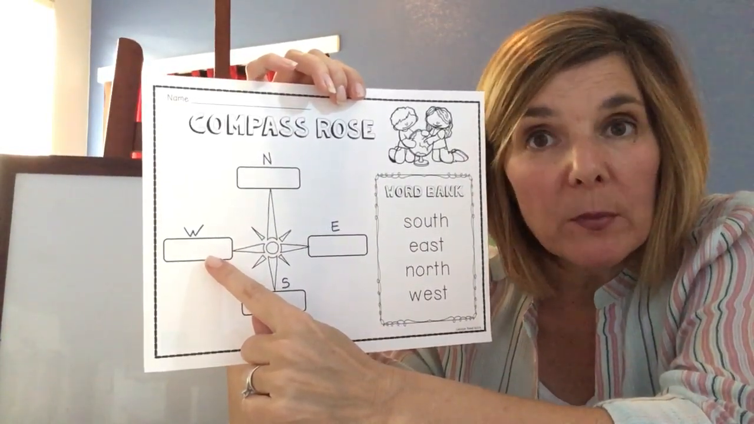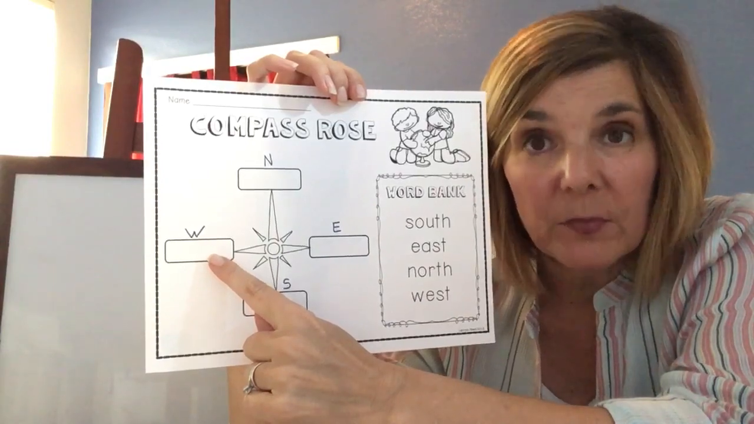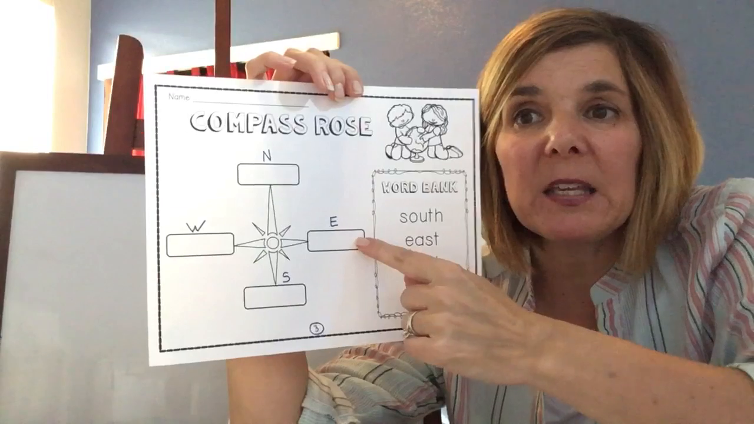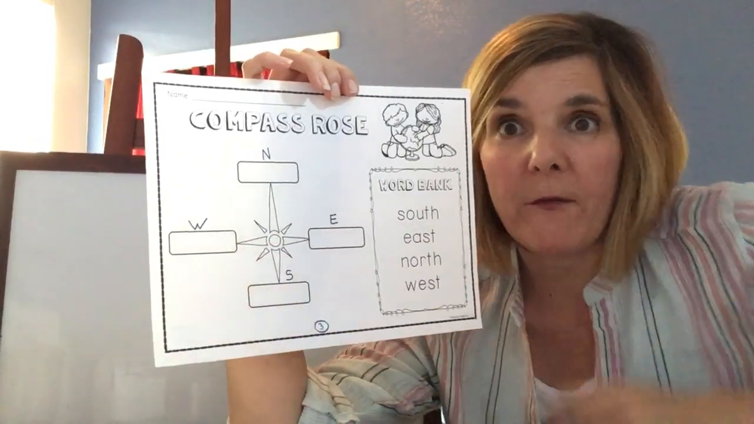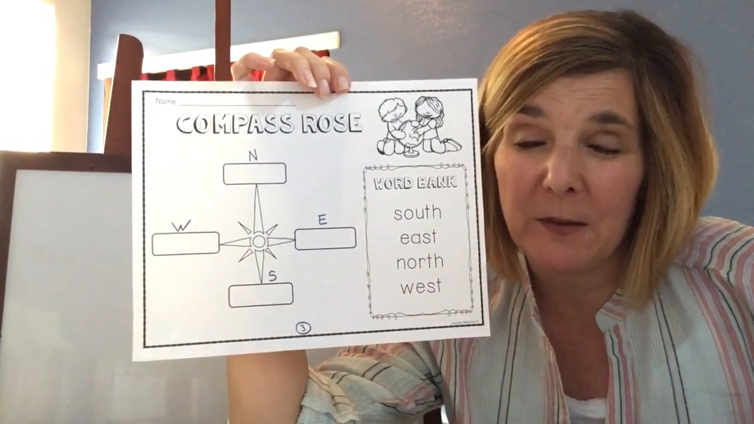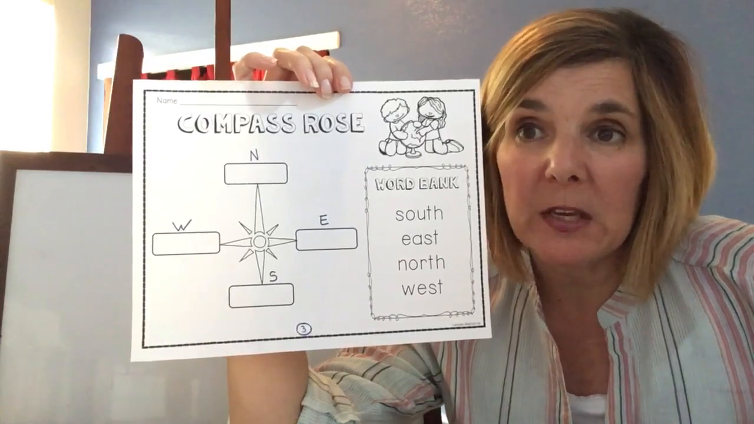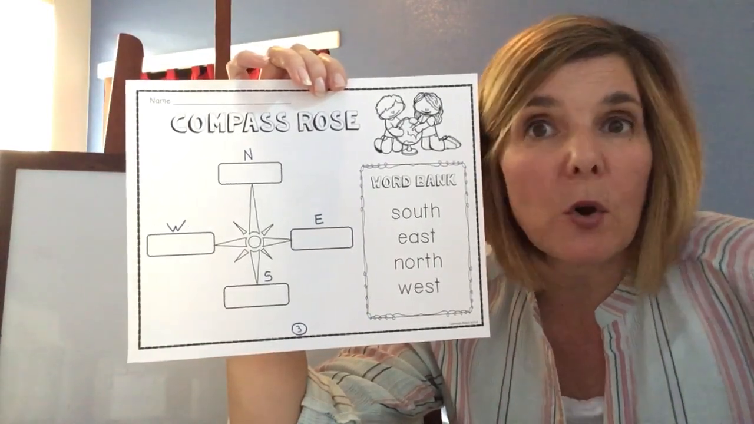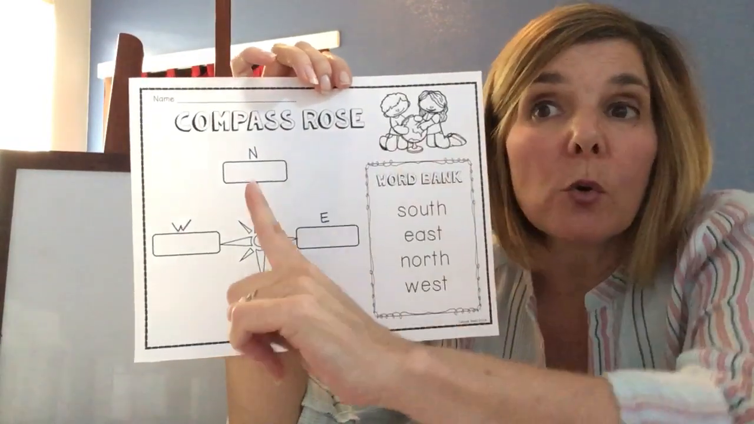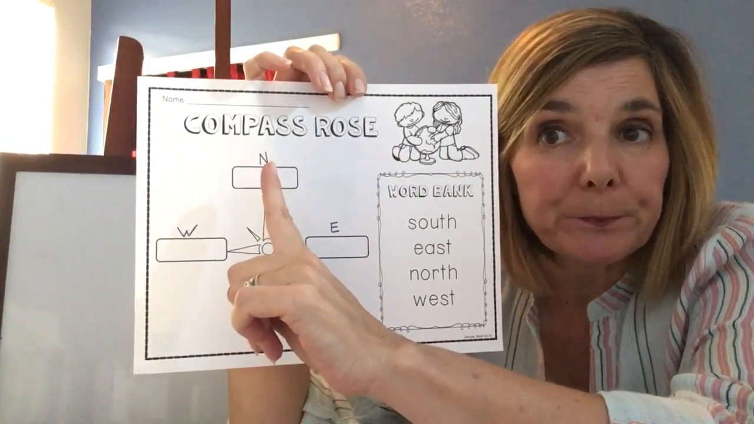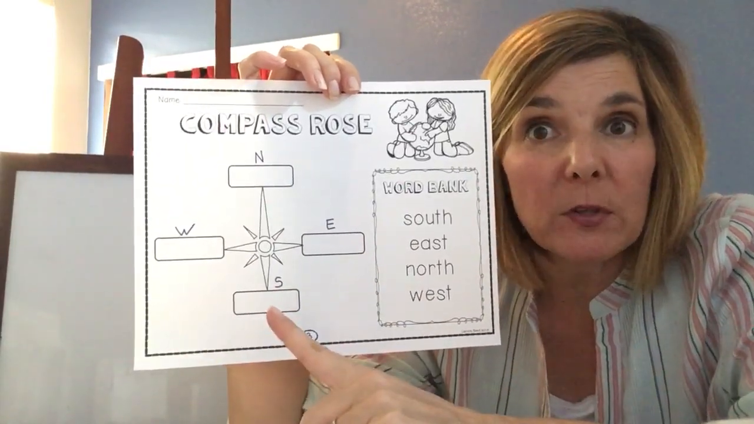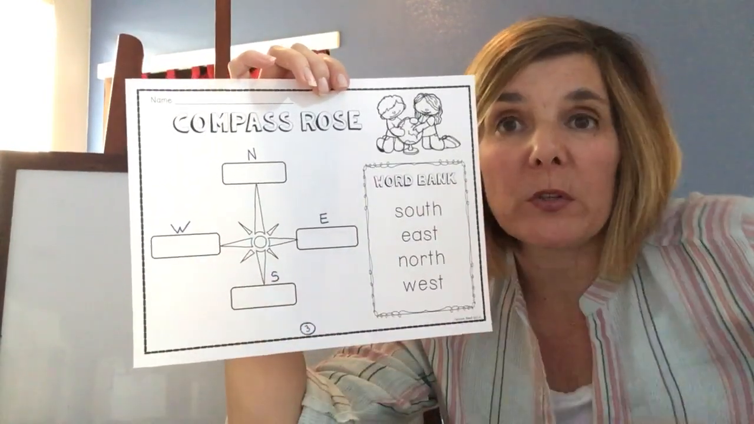When you want to remember directions on the compass rose, you can remember them using these funny words. Never eat soggy waffles. Isn't that kind of funny? Never eat soggy waffles. When you use a compass rose, these directions are always in the same spot. North is always on top. East is always to the right. South is always on the bottom. And west is always to the left.